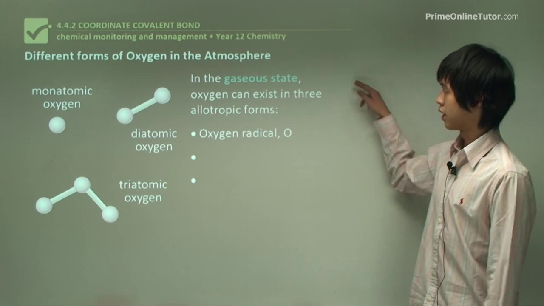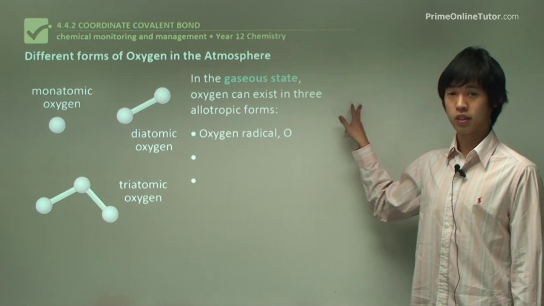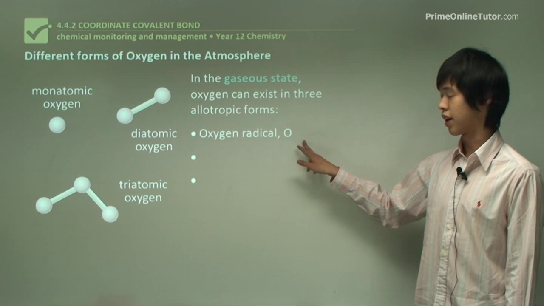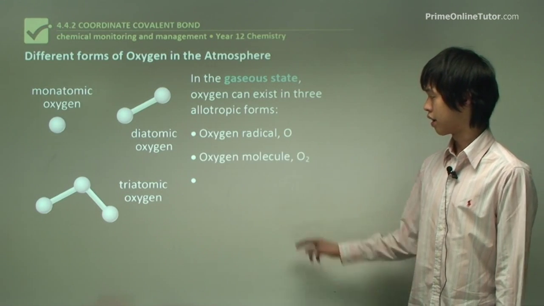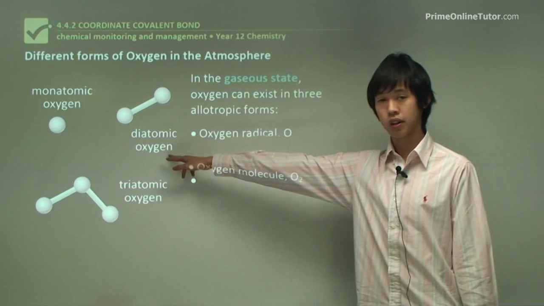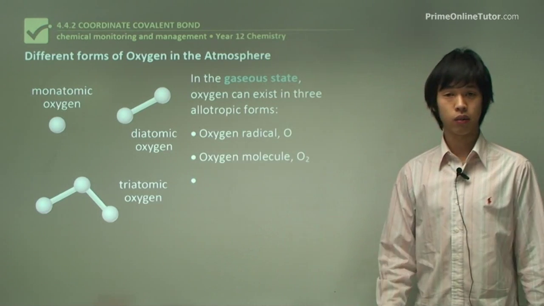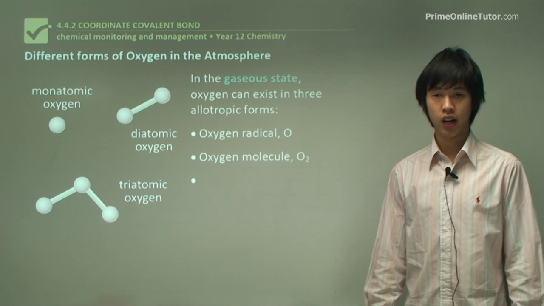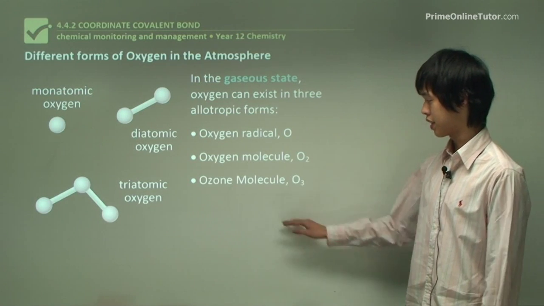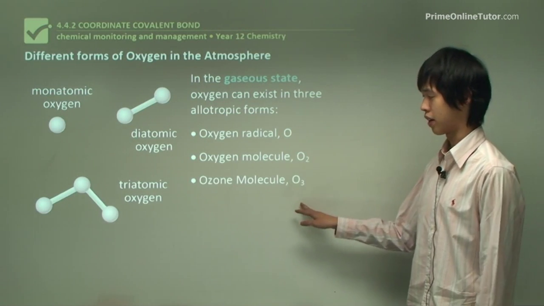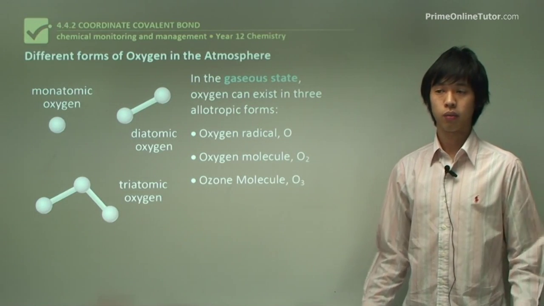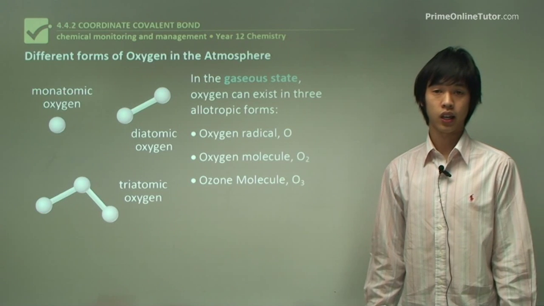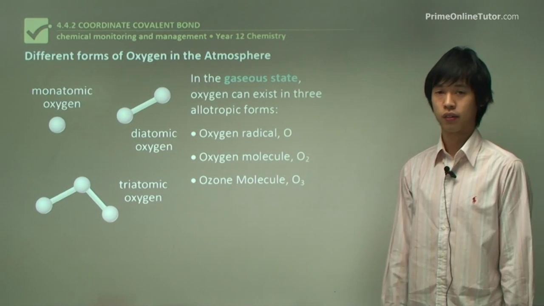In the gaseous state, oxygen has three forms, as I just mentioned. There's the oxygen radical, which is just O, a single oxygen atom. There's the oxygen molecule, or diatomic oxygen, which is the oxygen that we're all familiar with and is what we breathe in and out. And lastly, the ozone molecule, which is O3, or triatomic oxygen, which is the gas that protects us from ultraviolet light, as well as doing other things for us as humans.